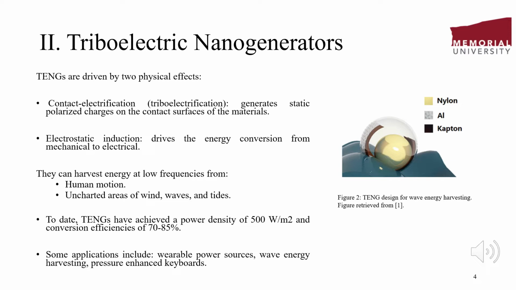Today, triboelectric nanogenerators have achieved power densities of 500 watts per meter squared and conversion efficiencies of 70 to 85%. Some of the current applications include wearable power sources, wave energy harvesting, as well as pressure-enhanced keyboards. On the right-hand side, you can see a triboelectric nanogenerator design for wave energy harvesting.